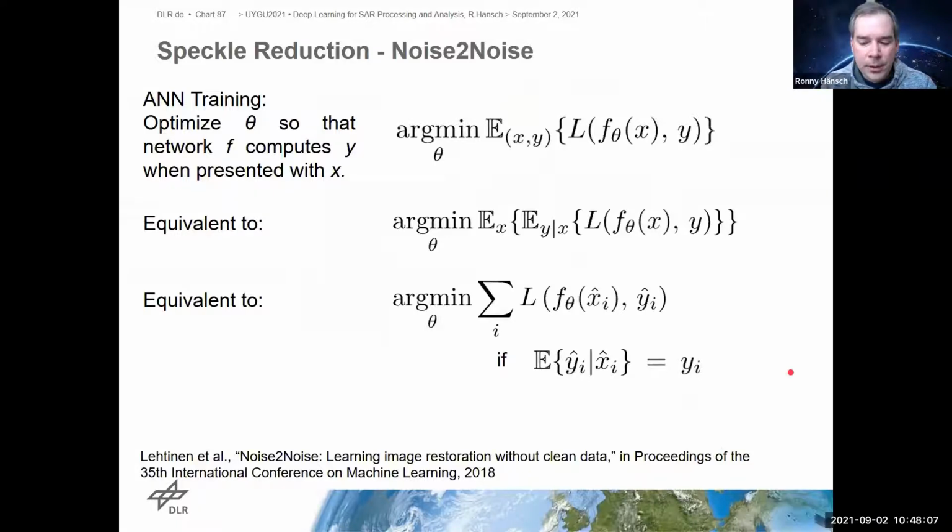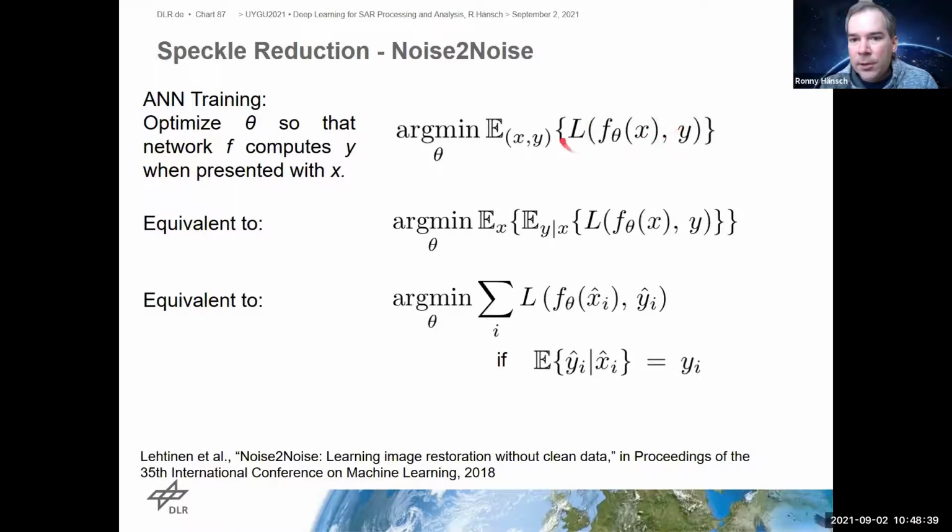They try to use other ideas to get rid of this strong constraint on your targets. One approach that I really like is called noise to noise. This comes from computer vision, and they recognize that usually what a neural network is trying to do is something like this: you have your neural network F that depends on parameters theta. It gets an input image X, and it will produce an estimate of the target image Y.